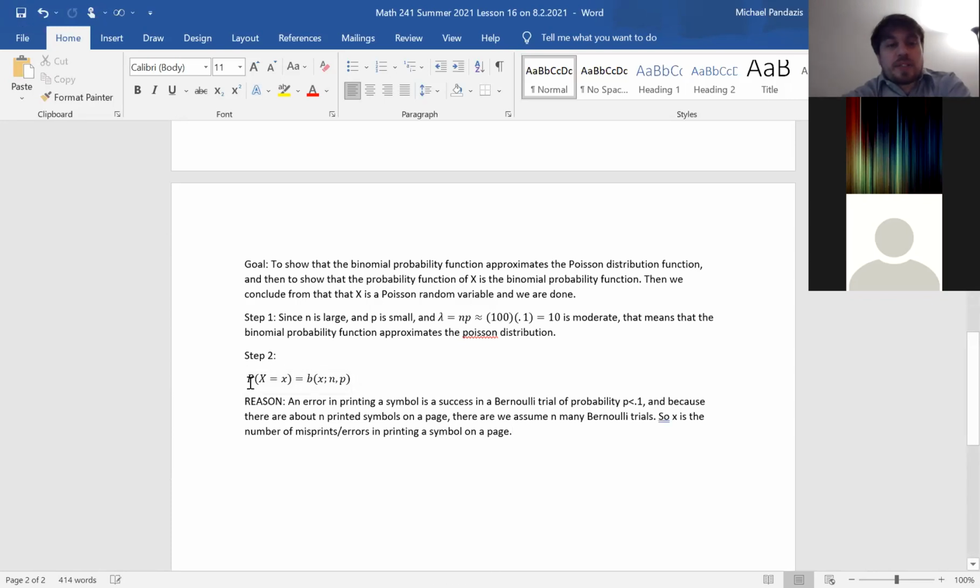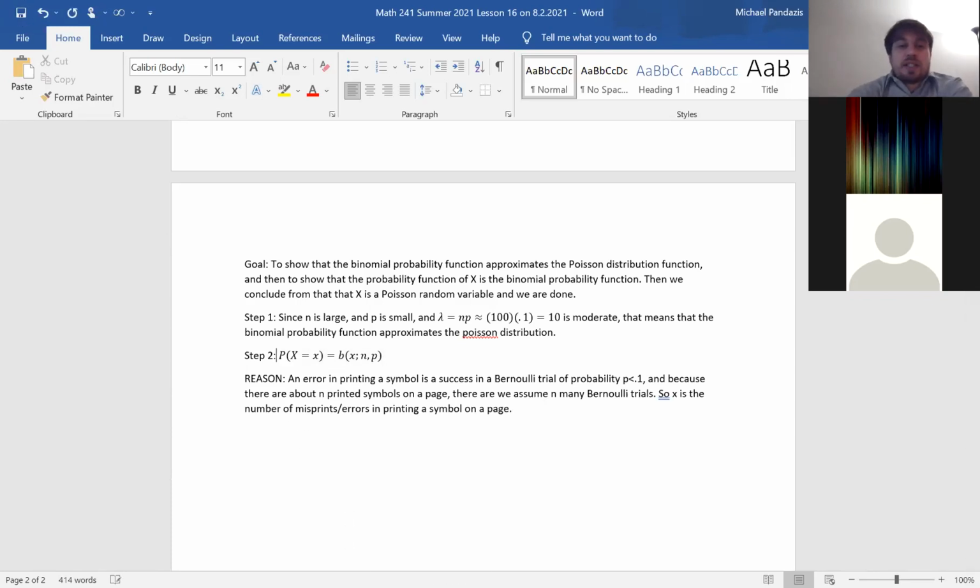And so we did both things, okay? We did the two things we wanted to do, and so we conclude that capital X is a Poisson random variable. So I wrote a lot out so that every step is there, okay? And so that's how you can conclude. That's one way you can conclude a random variable is a Poisson random variable.